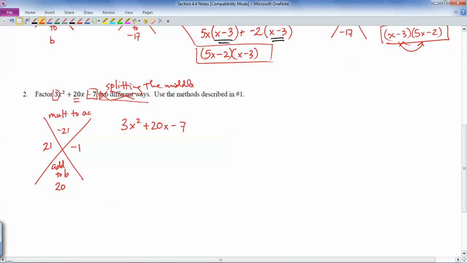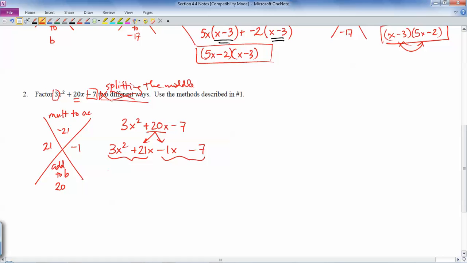And then I'm going to rewrite the first term, because that stays the same. I'm going to rewrite the last term, because that stays the same. And then I'm going to split up my middle term into a positive 21x and a negative 1x. So here's what that turned into, this new line here. And then I start to factor each part by itself.